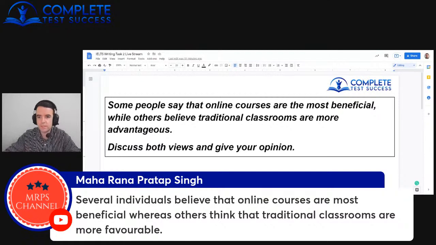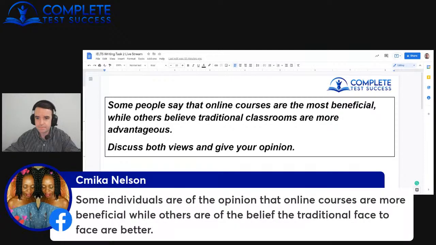No, favorable doesn't work in this context. That doesn't suit it. That doesn't fit. It's the wrong meaning. Kamika, some individuals are of the opinion that online courses are more beneficial. You need a comma then, Kamika, while others are of the belief that traditional face-to-face classrooms, face-to-face lessons are better. So face-to-face what? That's just the adjective. You're just describing it. Face-to-face lessons, yeah, that would be it, because we wouldn't say face-to-face classrooms.